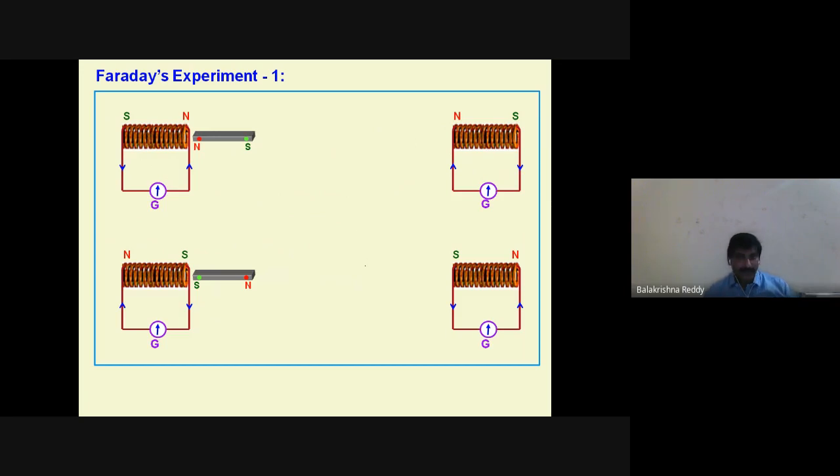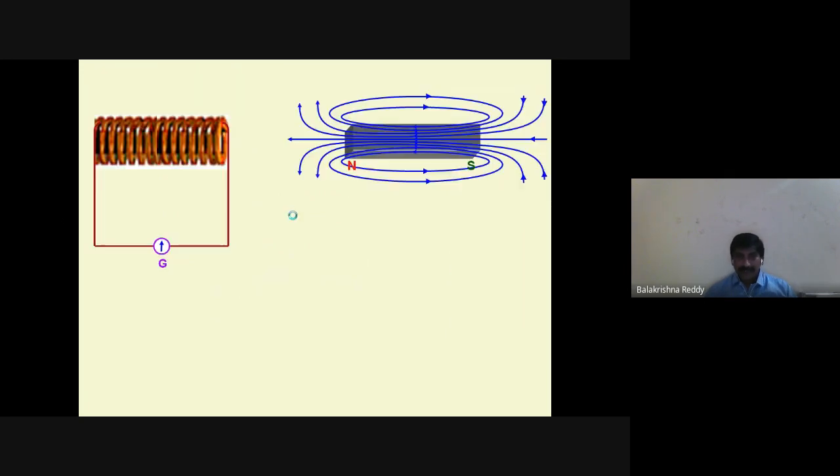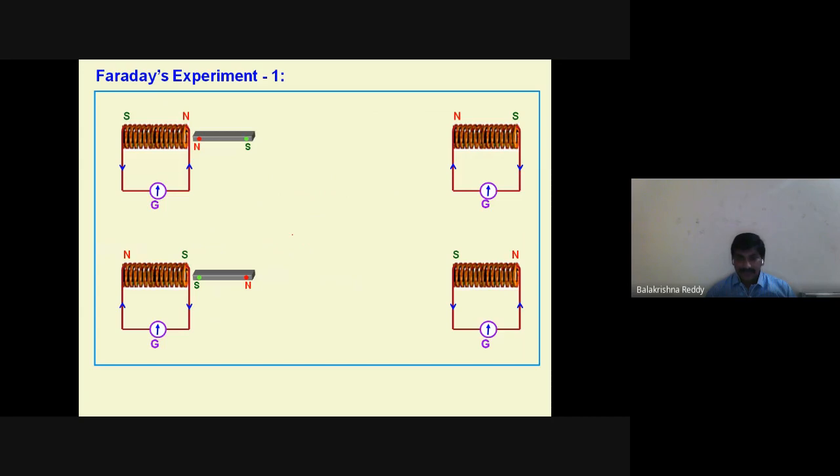So what happened here, you can understand that only when there is a motion in the magnet is a current flowing. When the magnet and coil are stable, there is no change in the coil. When the magnet moves, current is produced in the coil. After moving, if it stops, the current also stops. But the magnet is supposed to move near or away.